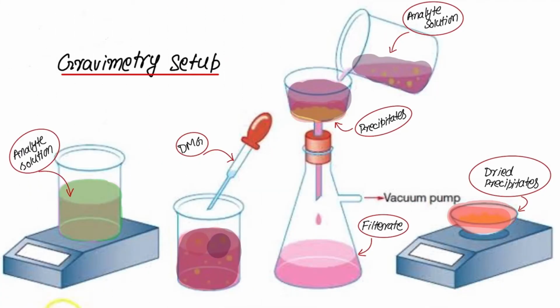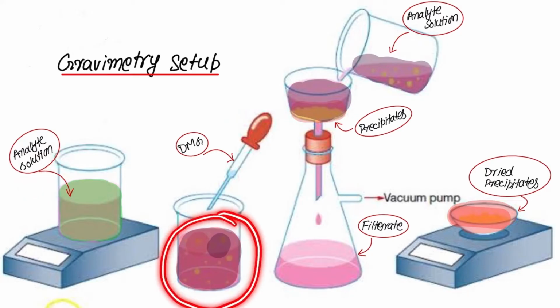So this slide gives the experimental setup of this gravimetric procedure. First of all, we will take the analyte solution, and this solution is definitely in dissolved form. So we have taken approximately 20 ml of nickel chloride solution, in which we have to measure the amount of nickel. So this is actually the analyte solution.